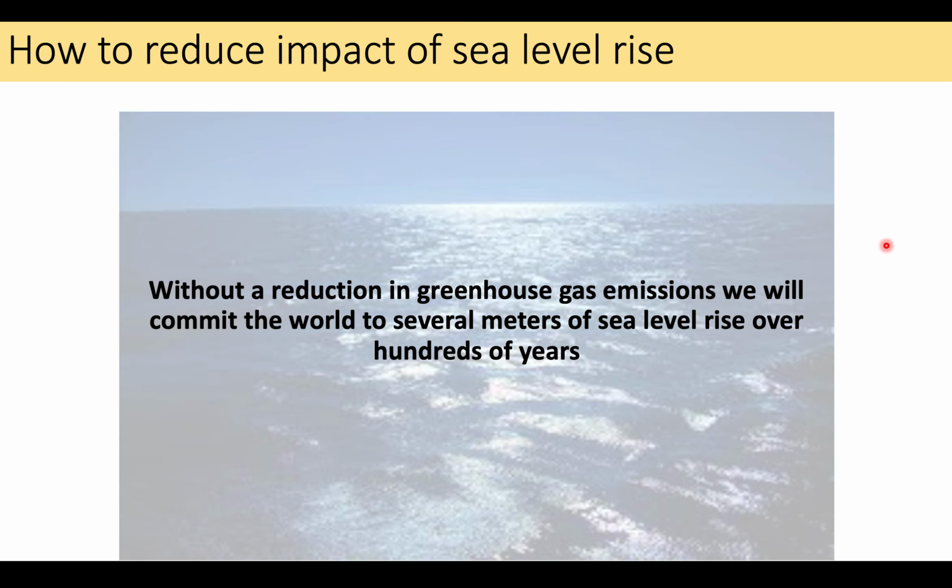So how do we reduce the impact? How do we help? How do we stop this from happening and affecting those 150 million people that live within 1 meter of the coastline? Really, the only way to do this is to reduce our greenhouse gas emissions. So we have to reduce the greenhouse effect to reduce our warming and therefore reduce the predicted sea level rise and lower the projections of our future sea level rise.